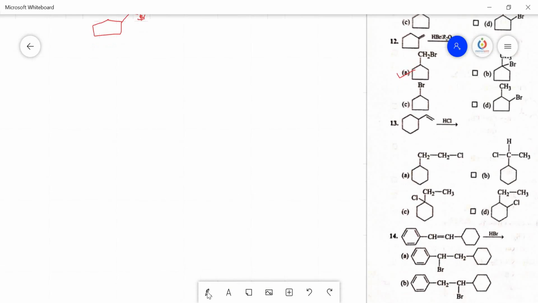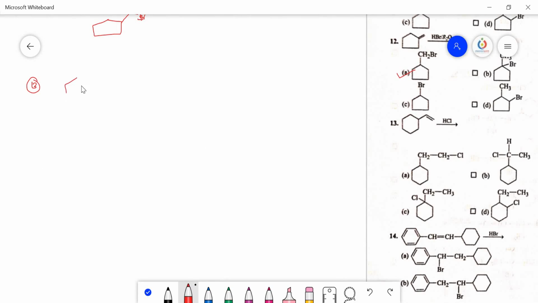Now let us see the 13th question. In this 13th question, the given reactant molecule is the one which reacts with HCl. They are asking what type of product will be formed. According to Markovnikov's addition, initially H plus will attack the carbon with more hydrogens, so that we get this stable secondary carbocation.